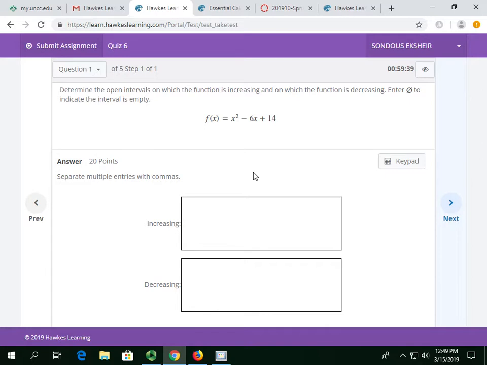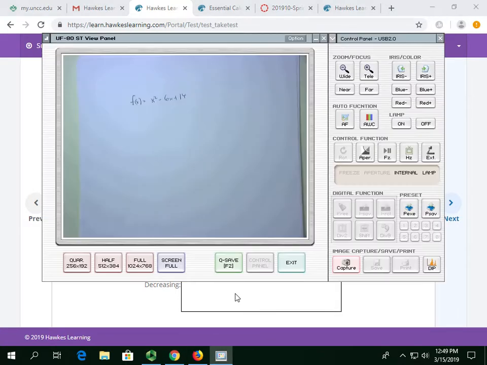All right, so I'm going to switch back and forth from a screen to actually me doing the work. So f of x equals x squared minus 6x plus 14. Intervals of increase and decrease deal with the first derivative. So let me go back over here and click on, there we go. And so here is my problem.